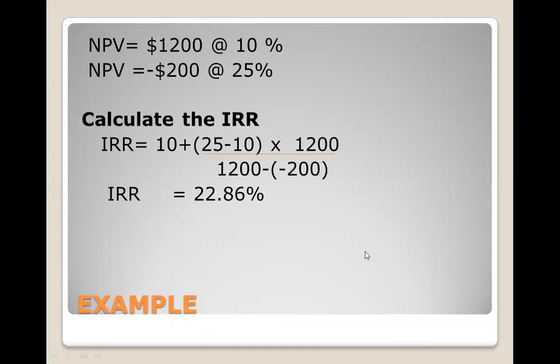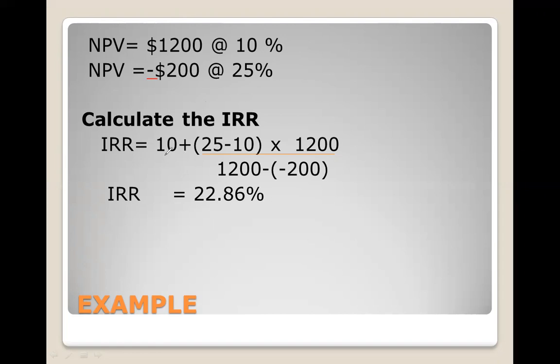Here we are. Let's say we have computed all the NPVs. In this case, we have computed the NPVs, and this is at a discount rate of 10%. We had a positive NPV of 1,200. At a discount rate of 25%, be careful, we had a negative NPV of $200. Then the question is to calculate or compute the internal rate of return.